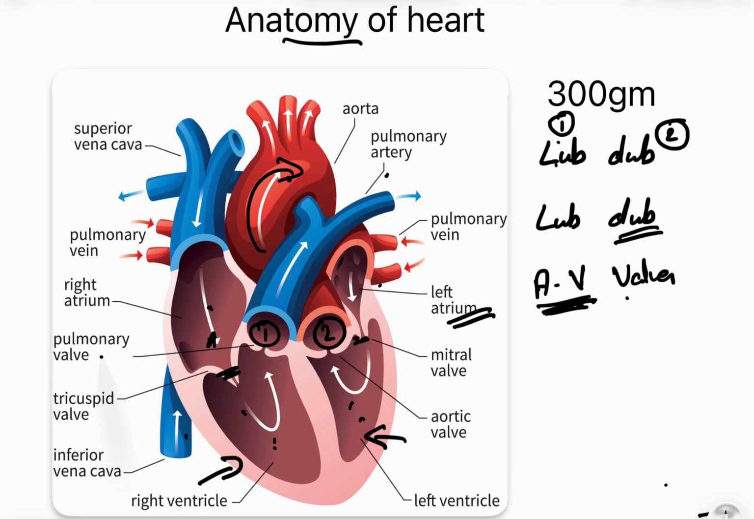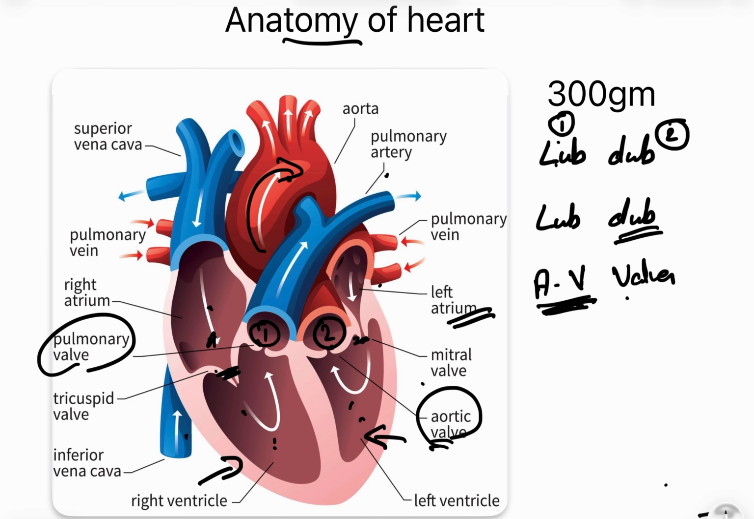Which valves? Pulmonary valve and aortic valve. See, aortic valve and pulmonary valve will open. So first heart sound is atrioventricular valves opening. Second heart sound is aortic and pulmonary valve opening.